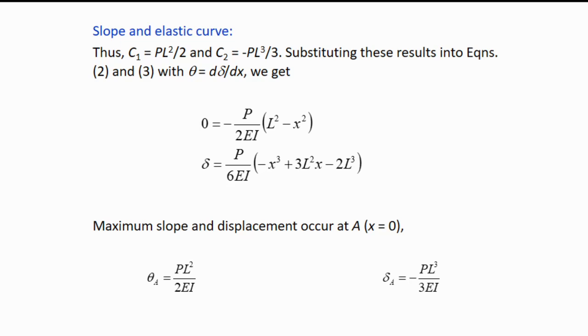As we know, our maximum deflection will occur at x equals 0. So when we put x equals 0, we get the deflection at point A as -PL³/3EI, and the slope at point A, θ, meaning dy/dx or dδ/dx, is PL²/2EI.